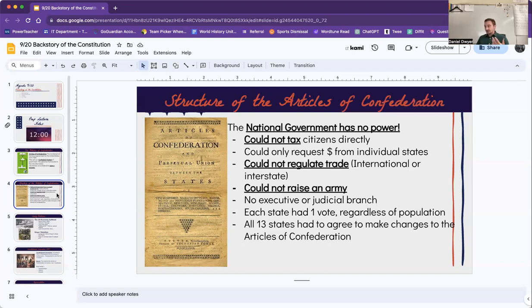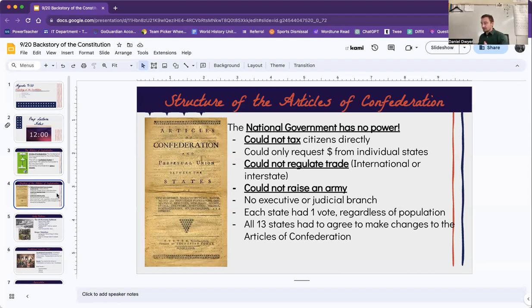They could not raise an army. So if we were to get attacked, individual states would basically be protecting themselves. There'd be no central army for the entire country. There was no executive branch or judicial branch, so there was no judicial review. If they passed a law, it would be state judges approving it, and laws could vary widely across different state borders. Each state had one vote, regardless of population.